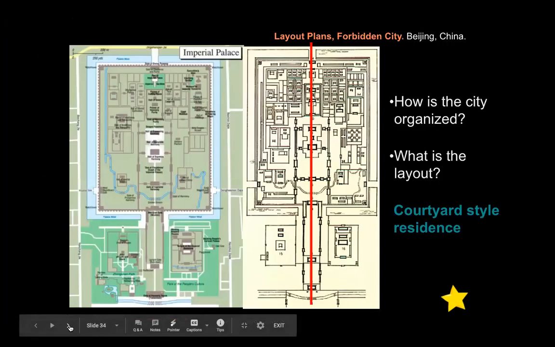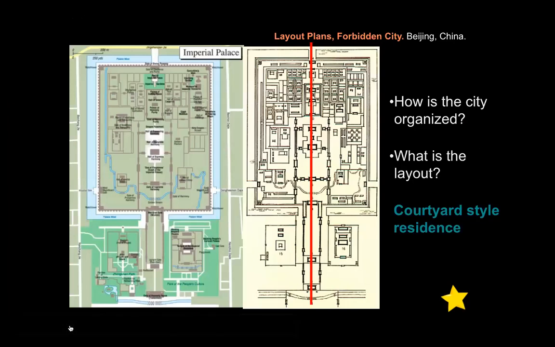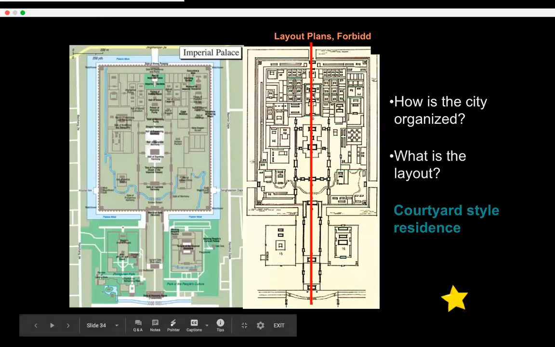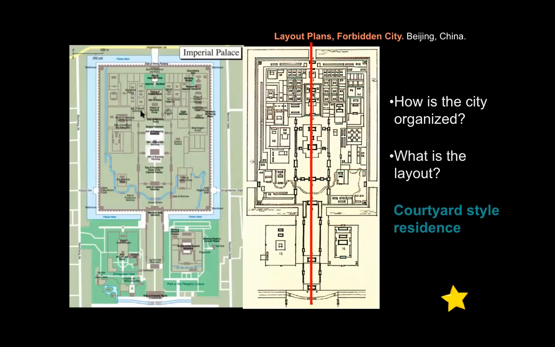Right? So you have the plan of the Forbidden City. And so how would you say that this is organized? How would you characterize the organization of the city? Anyone? So we call this the courtyard style.